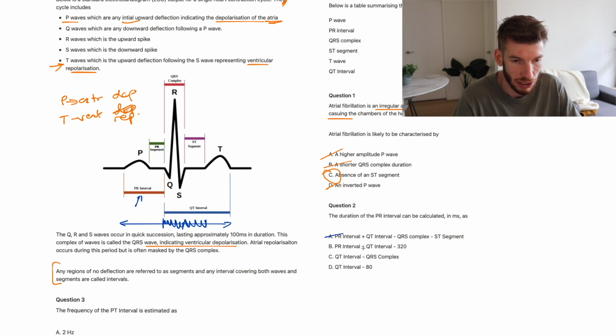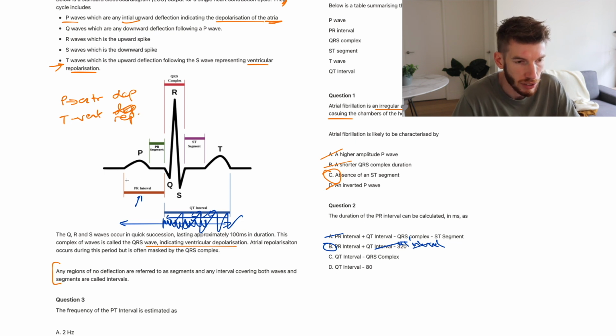The next one says PR interval plus QT interval, which is again the full duration. And then it says minus 320. So this is where I have to look to the table and go, okay, well, what durations do I have as 320? So I can immediately see QT interval is actually 320. So if I add PR and QT and then subtract 320, i.e. subtract the QT, I just kind of go back to the PR interval. So really this is the QT interval, just written in numbers just to trick people. And so they cancel out and you're back to the PR. So that looks to be the correct one.